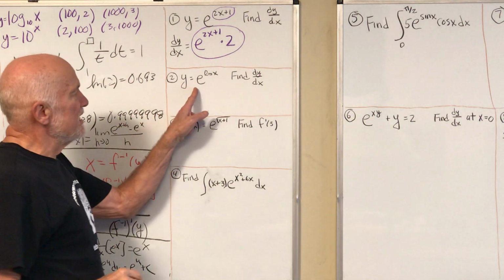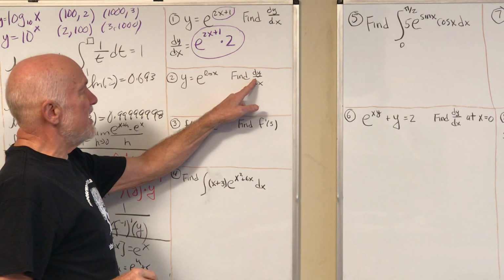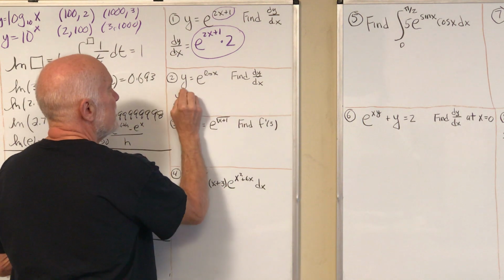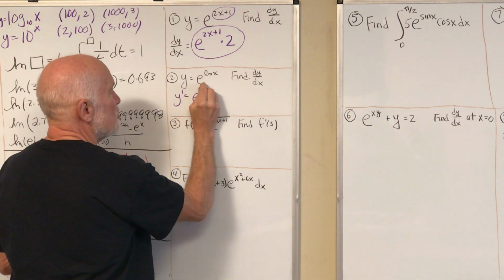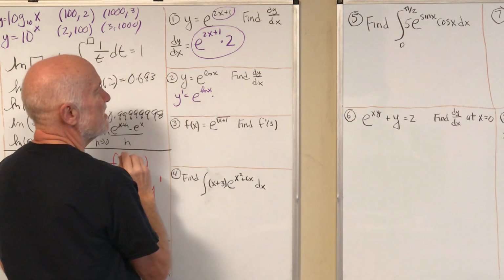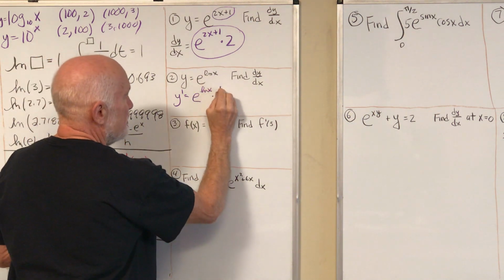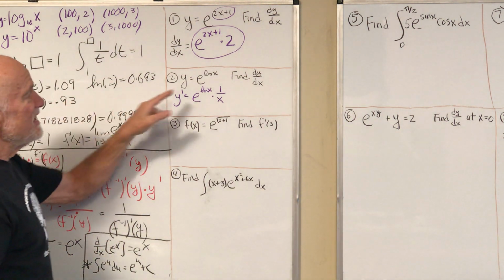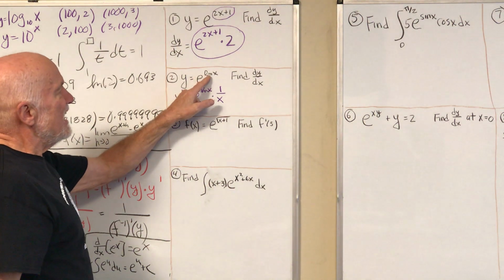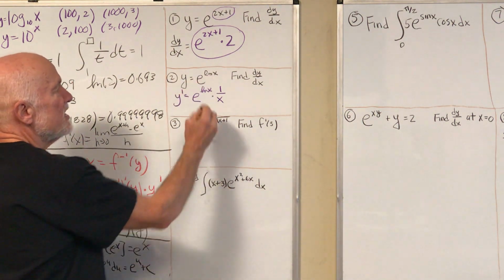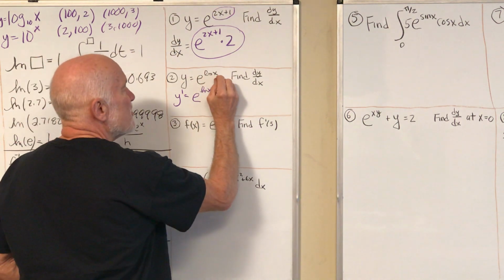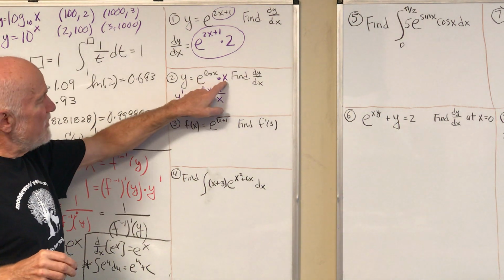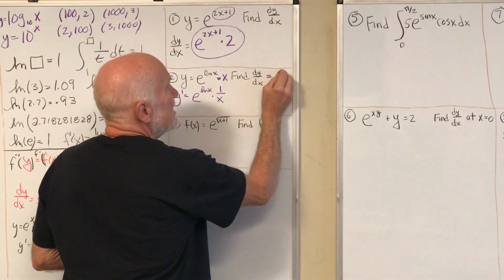Now, on this one, you could do the exact same thing with a chain rule. You could say the derivative is e to the natural log of x times the derivative of the natural log of x, which is 1 over x. But I would suggest, since e and the natural log are inverse functions, you can call e to the natural log of x just x. So you get the derivative of x is just 1. And that's the answer.